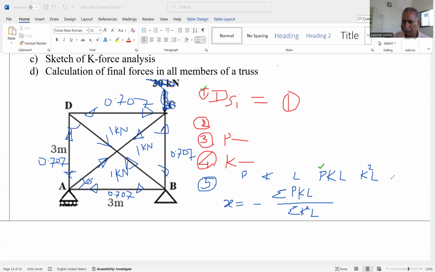And then after applying the correction factor, we can say that the final force in the last column is equal to P force in each member plus K multiplied by correction factor. So we get the final force. This is the procedure. Okay. So from this, we can easily find out the force in all the members for a redundant truss. So thank you. Thank you very much.